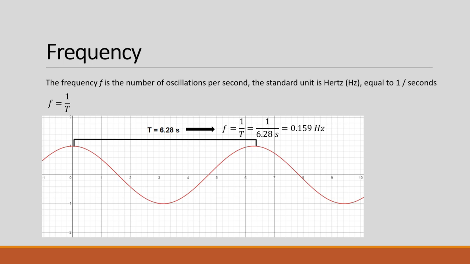The frequency is the inverse of the period. So while the period is how long it took to complete one full oscillation, the frequency is how many oscillations are completed in 1 second. We express frequency in the unit hertz, which is equal to 1 divided by seconds.